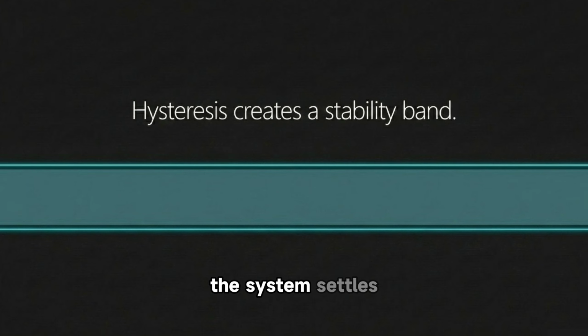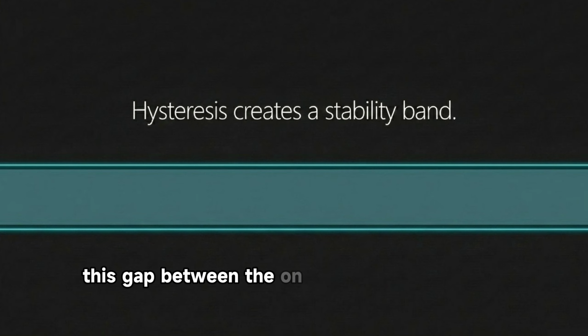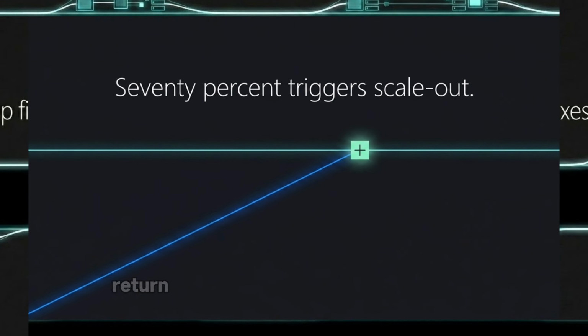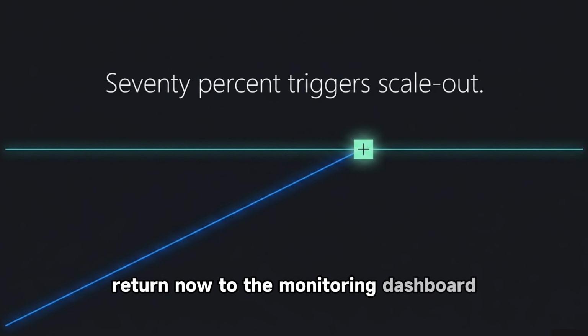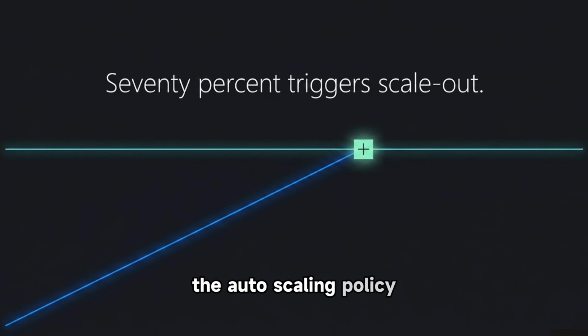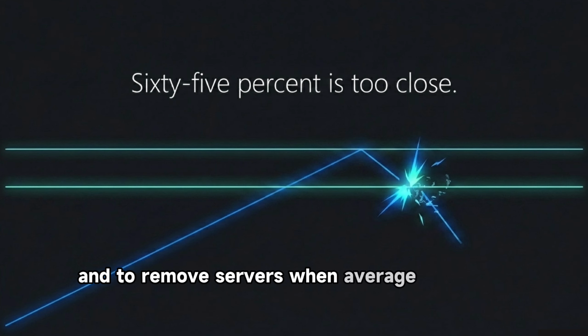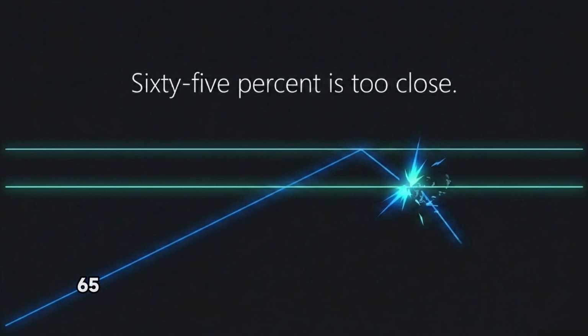The system settles. This gap between the on threshold and the off threshold is called hysteresis, and it is the same mechanism that prevents scaling oscillation. Return now to the monitoring dashboard. The auto-scaling policy is set to add servers when average CPU utilization exceeds 70%, and to remove servers when average CPU falls below 65%. The gap between the two thresholds is 5 percentage points.